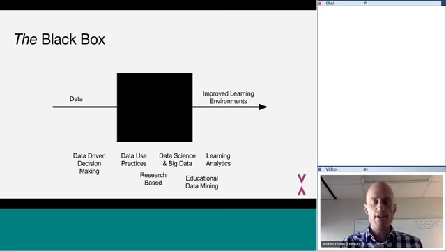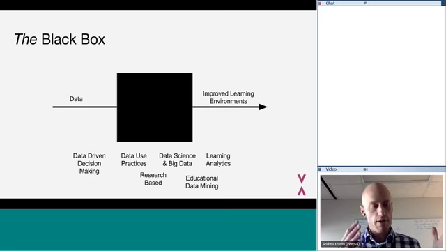Nowadays, in more modern guise, we think about it as data science or big data, learning analytics, research-based approaches, and educational data mining. So within this stew of labels, they're all pointing at this general idea that data will somehow magically drive improvement. And one of the things that Alicia and I are going to talk about, both through some examples and then through some different high-level thinking on this topic, is how we can be explicit about that process.